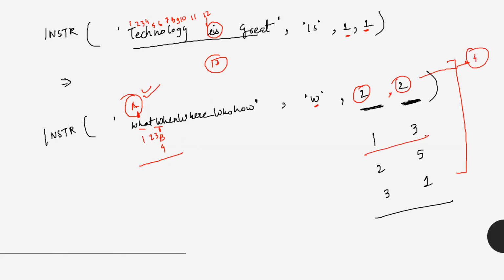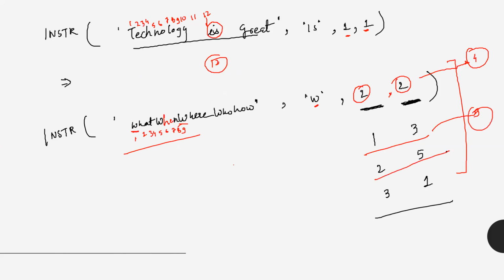What would be the answer of the second problem? Start from the first position and look for the third W. So starting from the first position and looking for the third W, this is the third W, right? First, second, third, fourth, 5, 6, 7, 8, and 9. The answer would be 9.